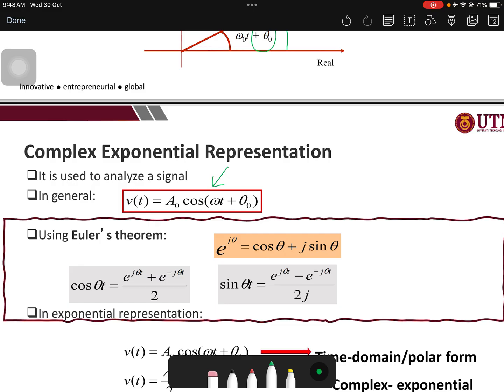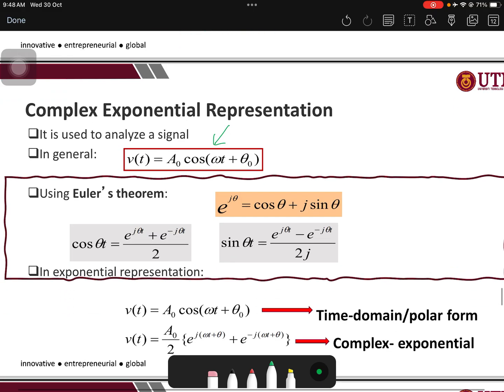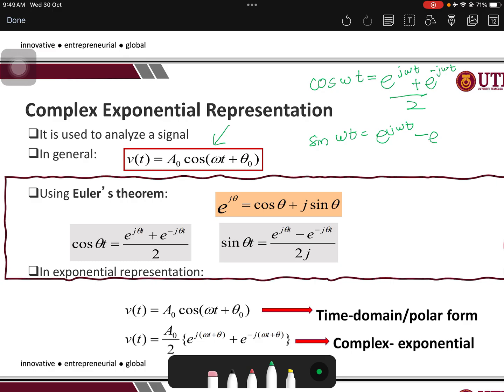Based on the Euler, we can convert, for example, cos omega t. Cos omega t can be converted to exponent j omega t plus exponent negative j omega t over 2. For sine omega t, it is exponent j omega t minus exponent negative j omega t divided by 2j. You have the j, the complex number, the complex value.